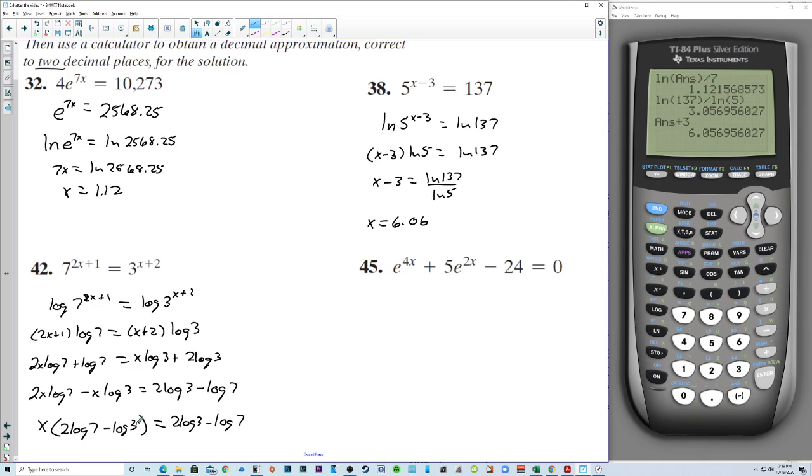And then we're going to have to divide by all of that. So x is equal to 2 log 3 minus log 7, and then divided by all of this, 2 log 7 minus log 3. All right, so that's half the battle. The other battle is getting this entered into the calculator correctly. So 2 log 3 minus log 7, divided by, and we'll put this in parentheses, 2 log 7 minus log 3 in parentheses. So 0.09.